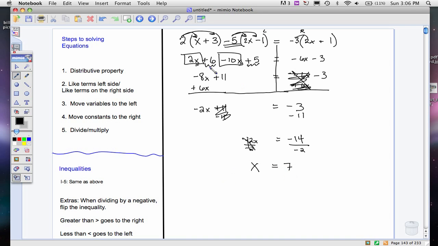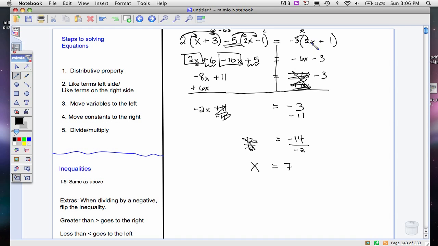Now, if you wanted to double check this, you could totally plug this in. So 7 plus 3 is 10. 2 times 10 is 20. And then on the other side, you get negative 5 times all of this. So 2 times 7 is 14, minus 1 is 13, and negative 5 times 13 is negative 65. And you just do that little math problem together, and on the left side you get negative 45, and you can double check it on the other side.